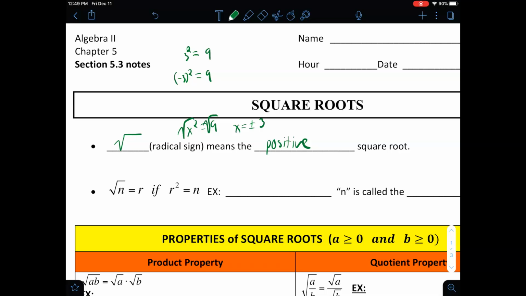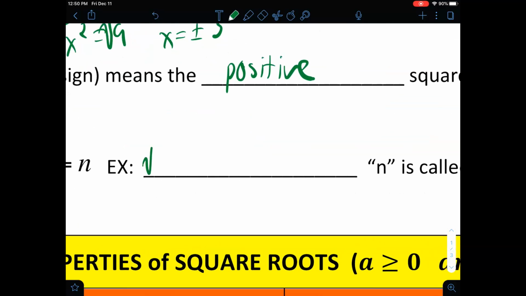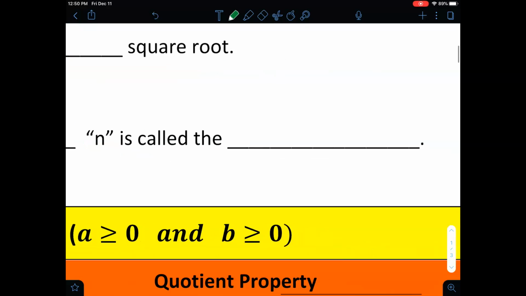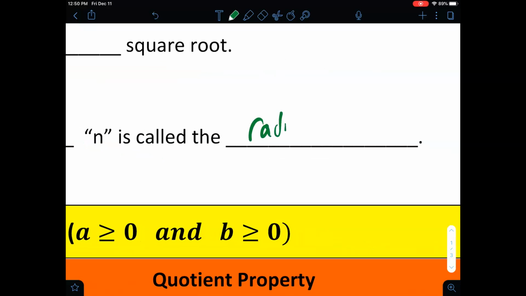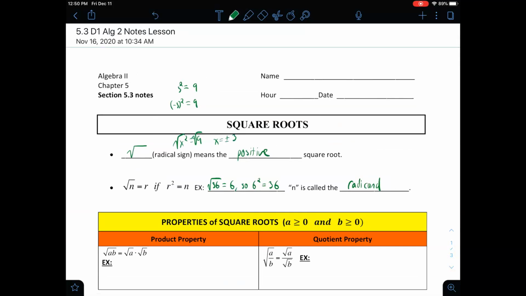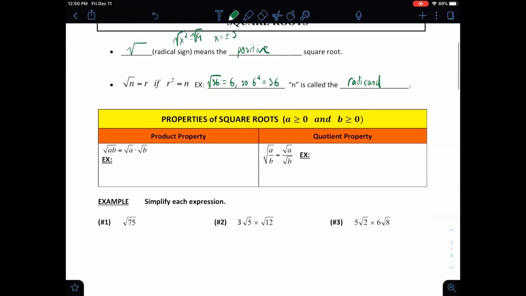Okay, so it says the square root of n equals r if r squared equals n. So, for example, the square root of 36 is just going to equal 6, because 6 squared equals 36. And n is going to be called the radicand. Say radicand. Say radicand one more time. All right, sounds good.